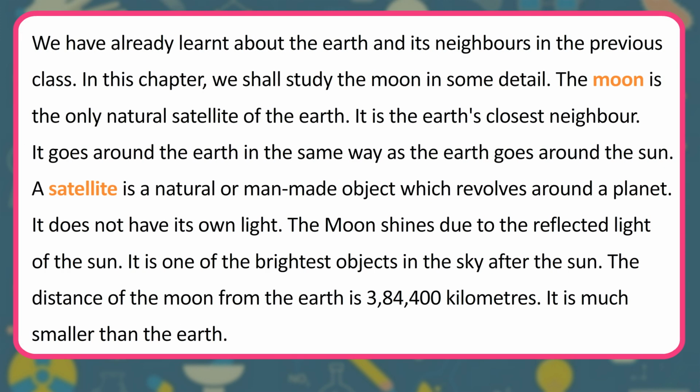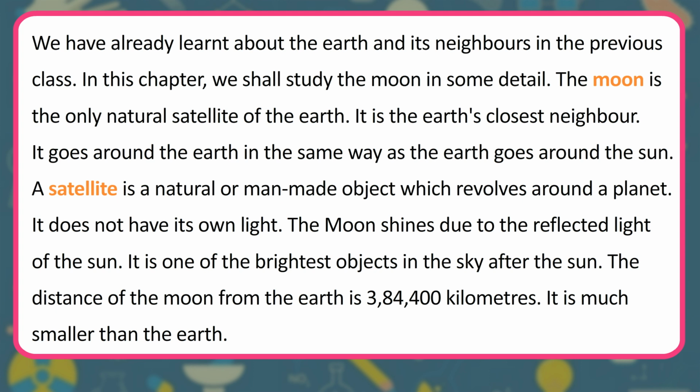We have already learnt about the Earth and its neighbors in the previous class. In this chapter, we shall study the Moon in some detail. The Moon is the only natural satellite of the Earth. It is the Earth's closest neighbor. It goes around the Earth in the same way as the Earth goes around the Sun.